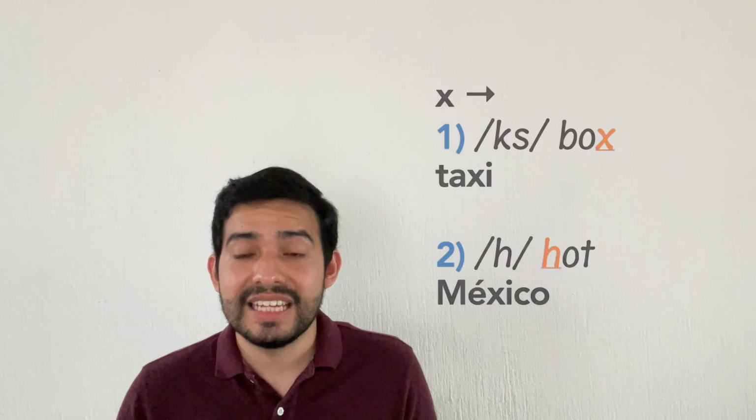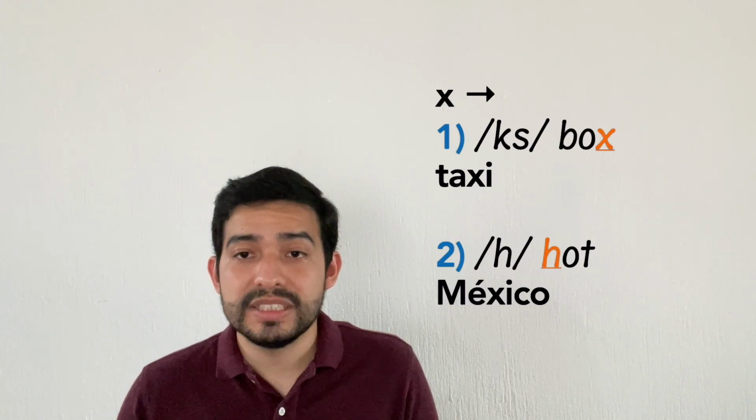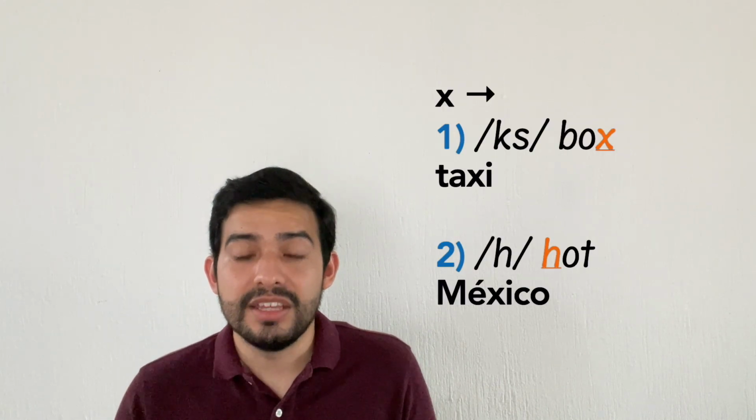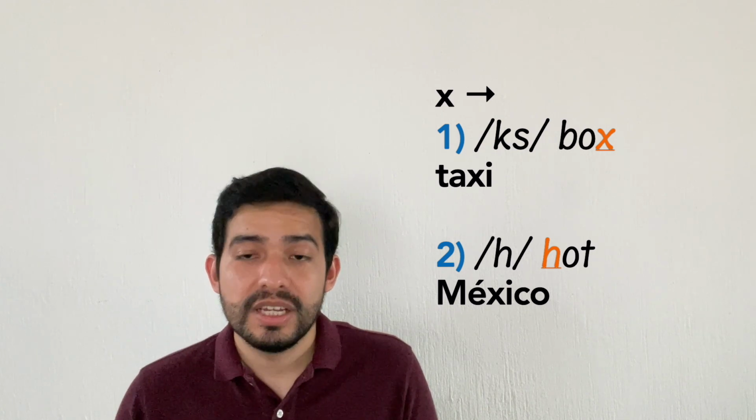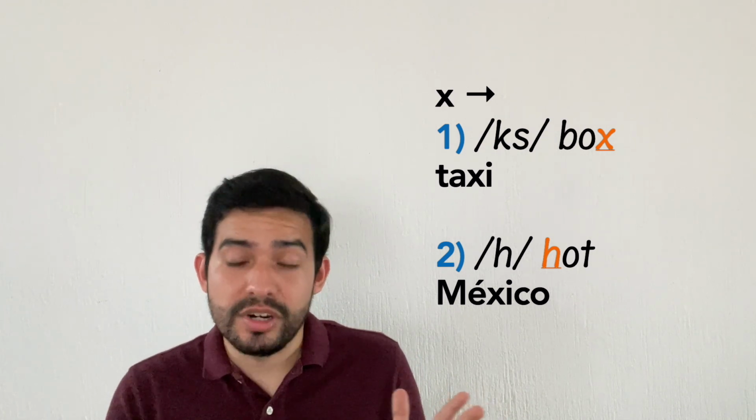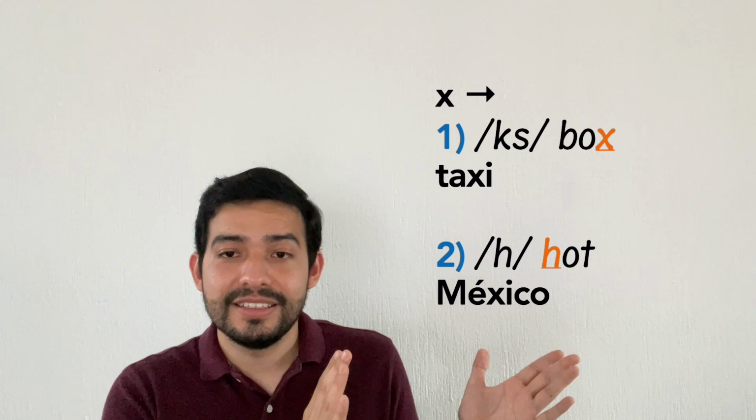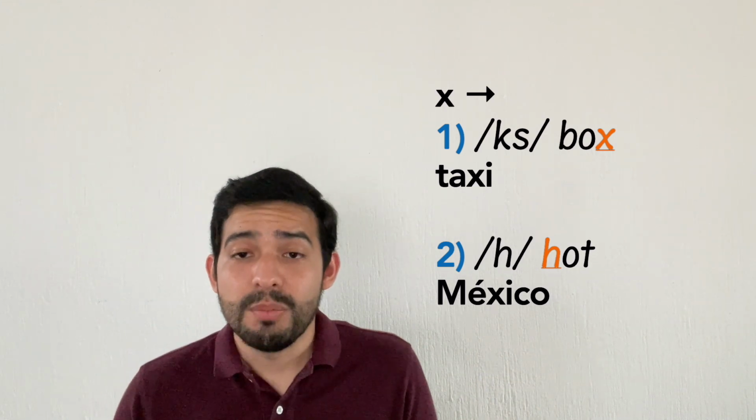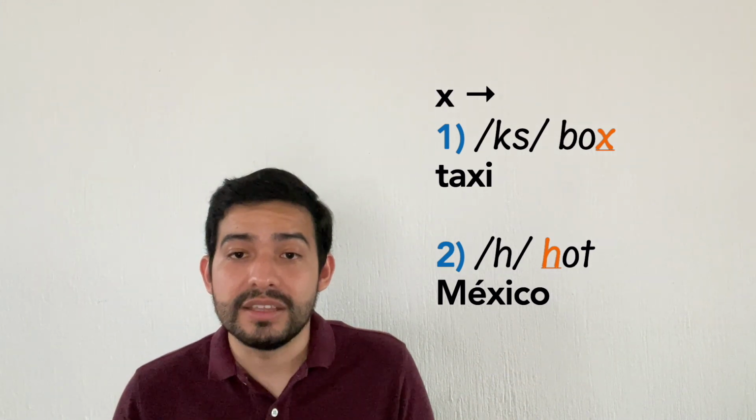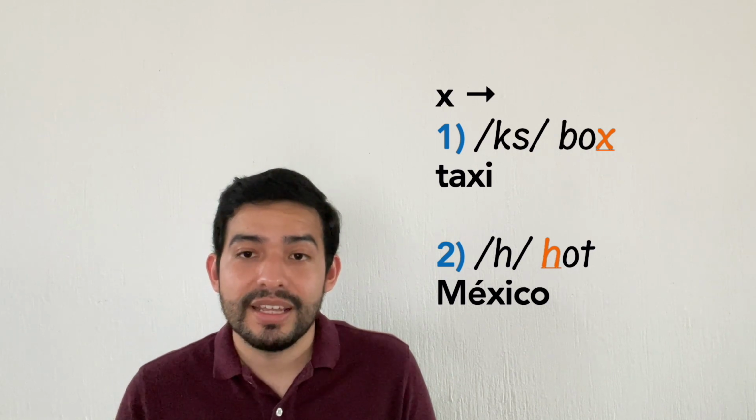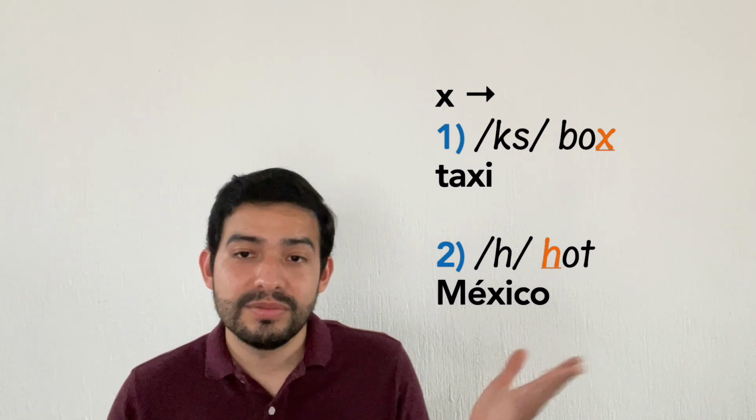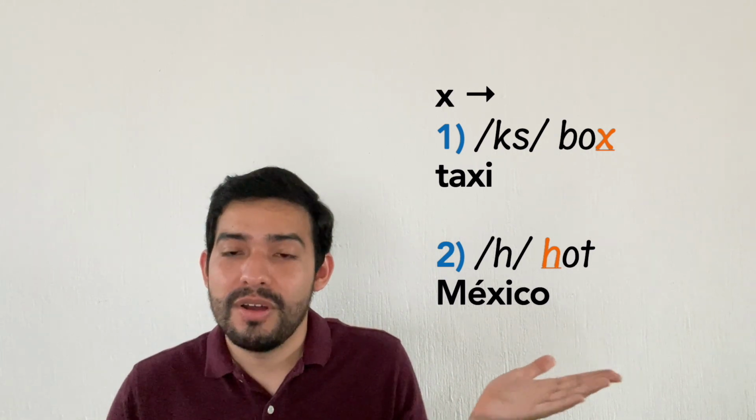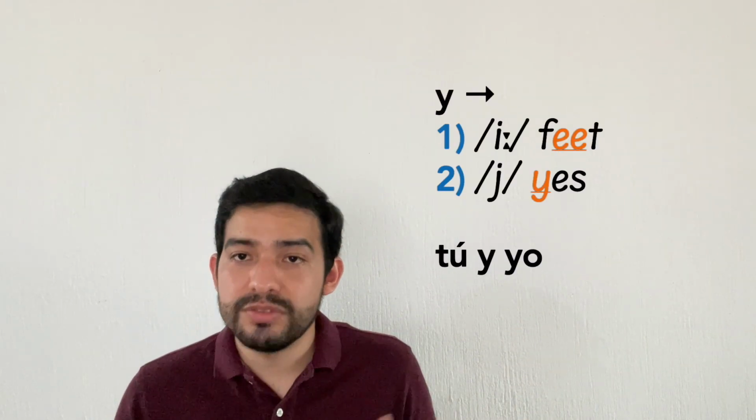The letter X has two different sounds. In some words, it sounds like the x in the English word box. For example, in the Spanish word taxi, taxi. But in other words, it can sound like the H in the English word hot. For example, Mexico, Mexico.